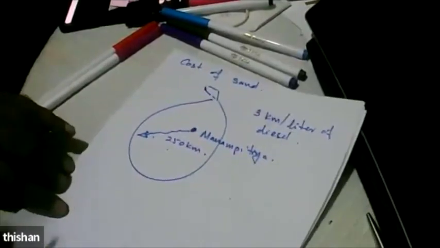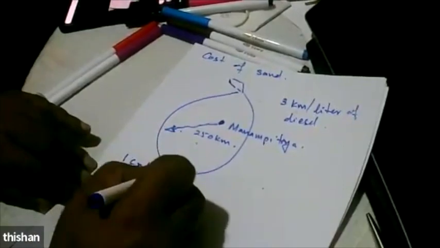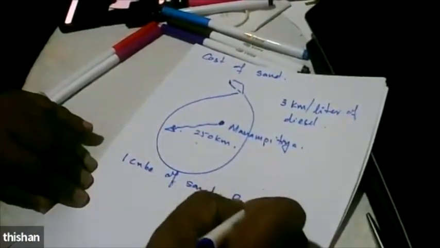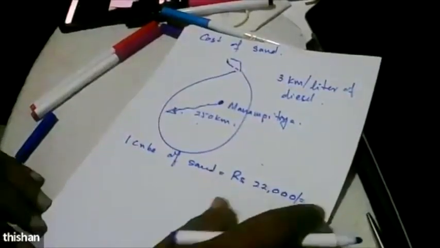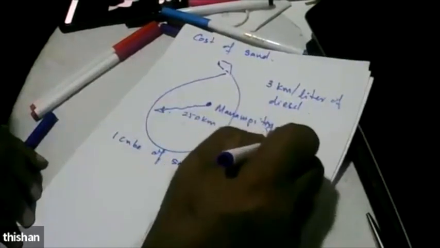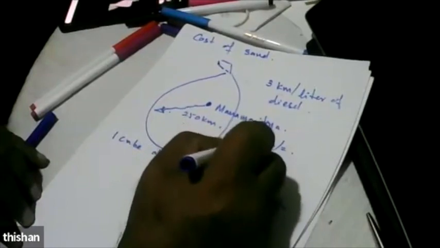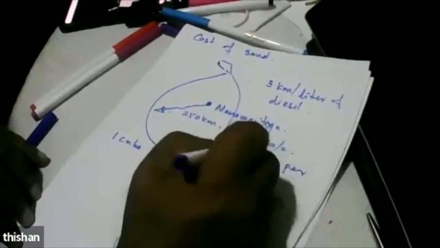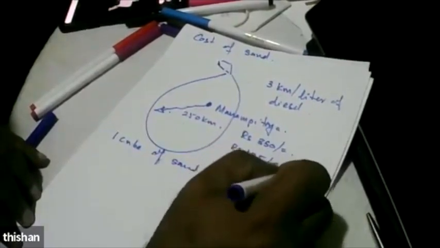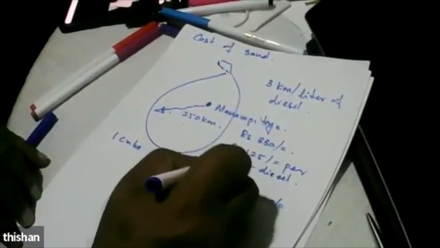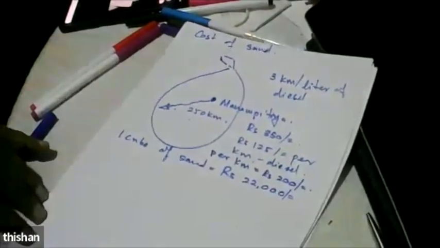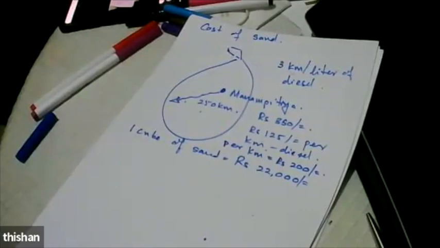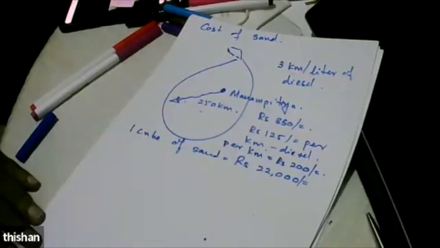So, if you take one cube of sand, it is rupees 22,000 or above. And for transportation, the diesel is around rupees 350. So, close to rupees 125 per kilometer goes for diesel, and then the per kilometer cost is about 200 when you consider tire wastage and all the costs, because sometimes one tire can cost close to 100,000 rupees.